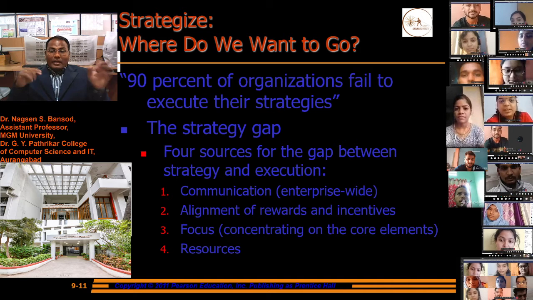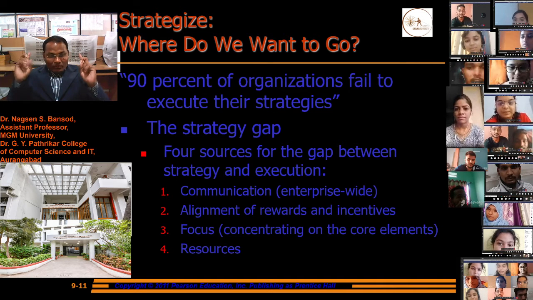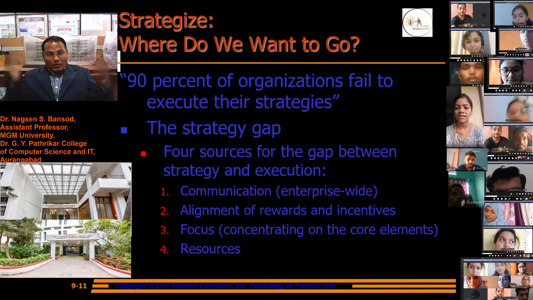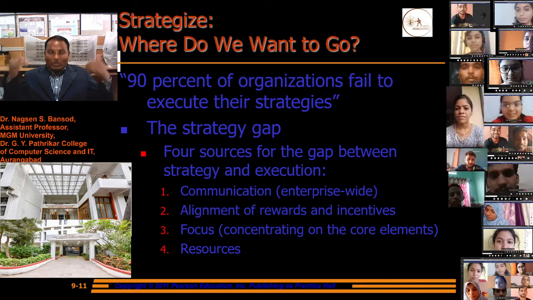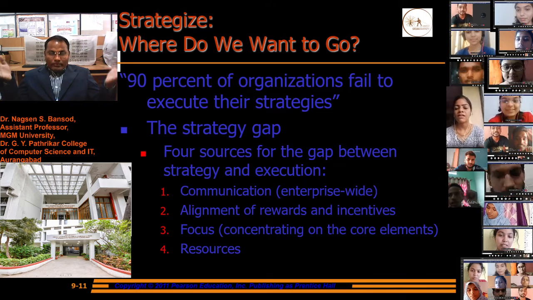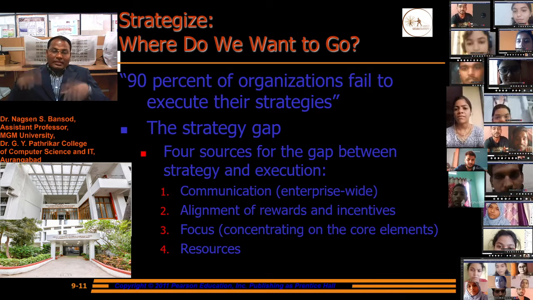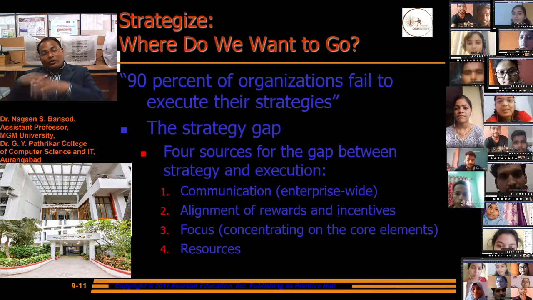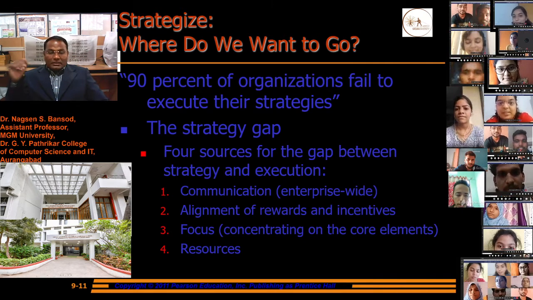Communication: enterprise-wide communication must be there. If there is a communication gap between our organization and another organization, the customers, or the people, then there will be a gap and we will move towards the failure of our organization.